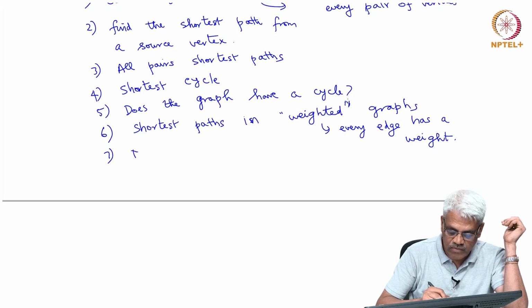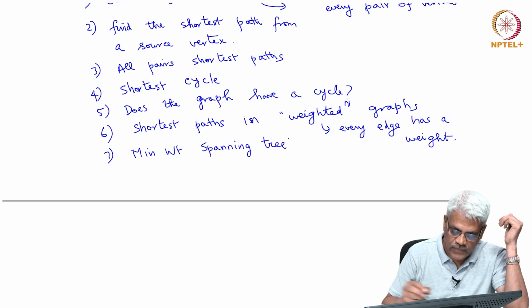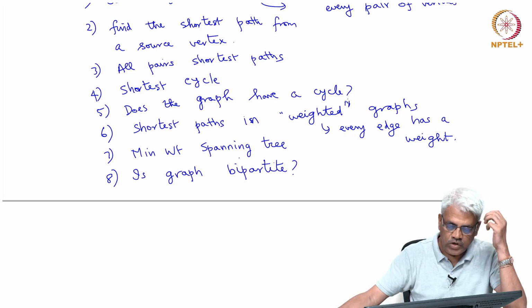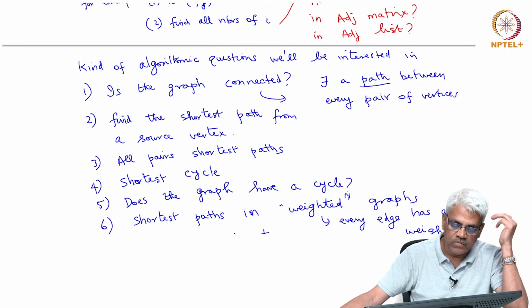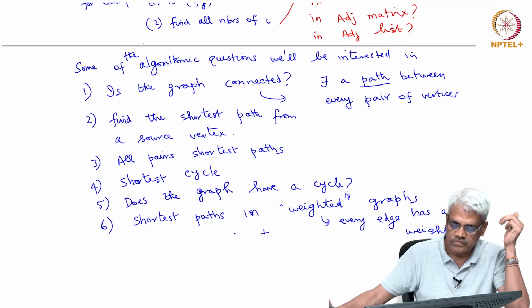You can find the minimum weight spanning tree. This I already talked about in the context of greedy algorithms. Is the graph bipartite? If you don't know what a bipartite graph is, maybe I will tell you about it next time. So graphs are important, and I'm going to say some of the algorithmic questions we'll be interested in.